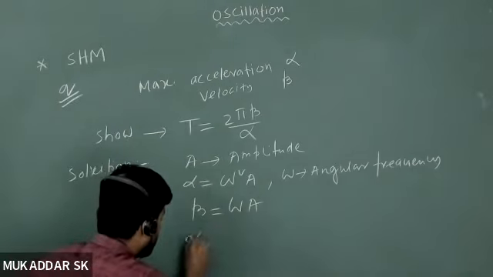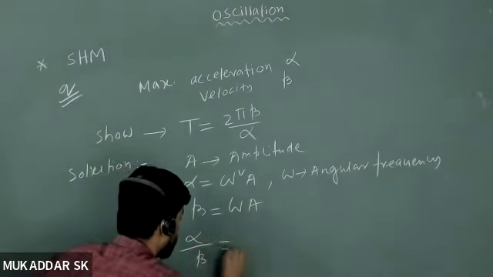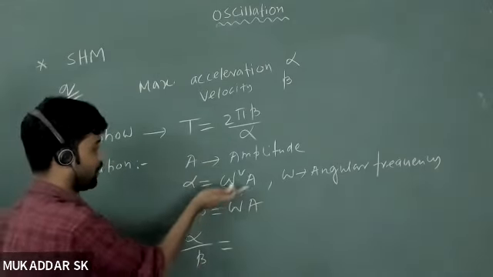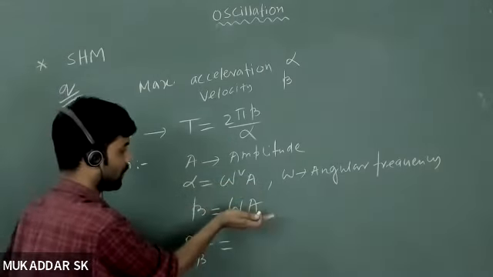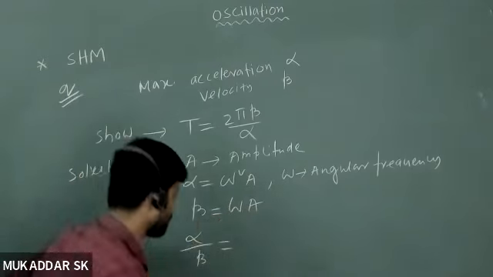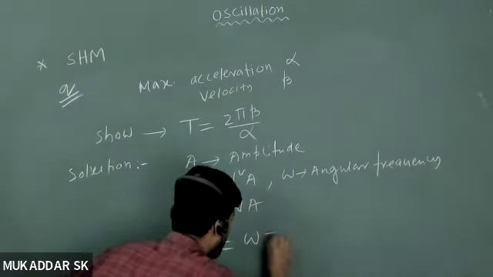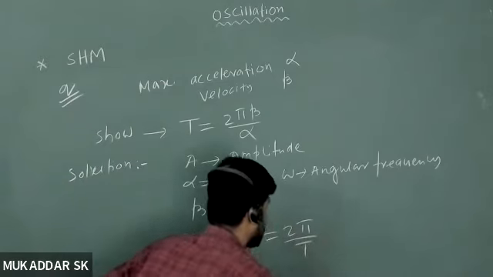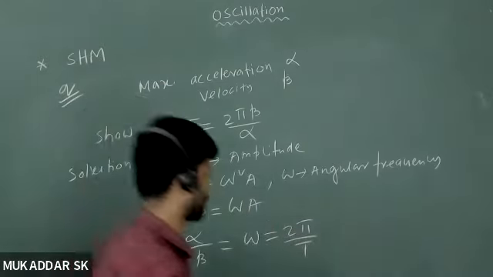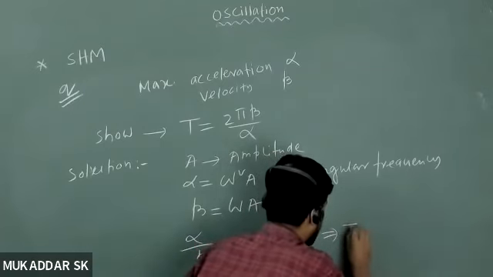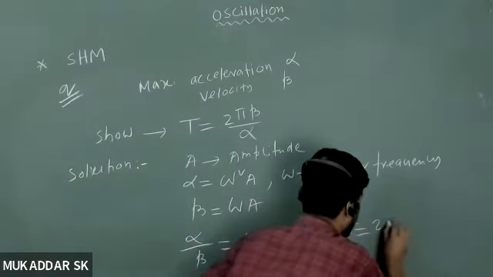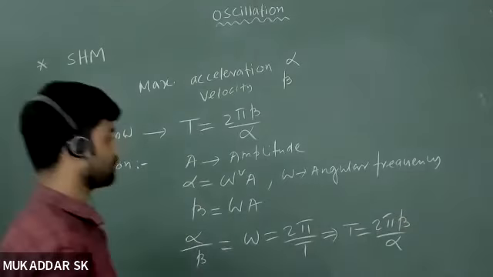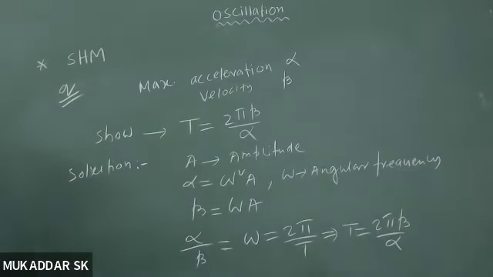So alpha by beta will become how much? Simply, if you divide alpha by beta, omega square A divided by omega A, it will simply become omega. And you can write omega is nothing but 2 pi by capital T, right? So from here you will get the time period as 2 pi beta by alpha. Okay.